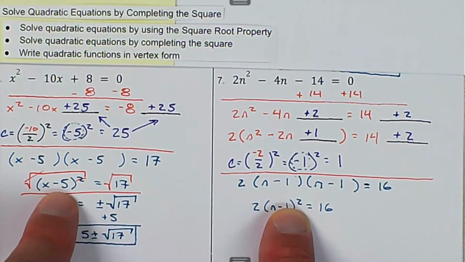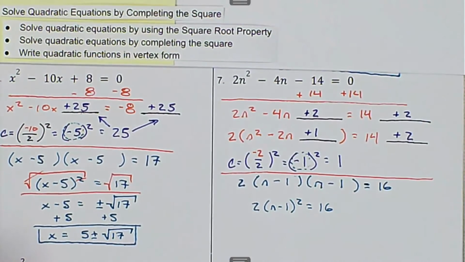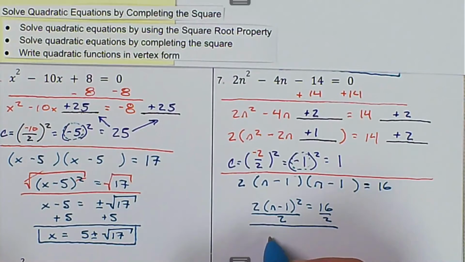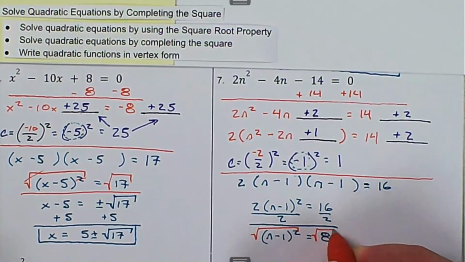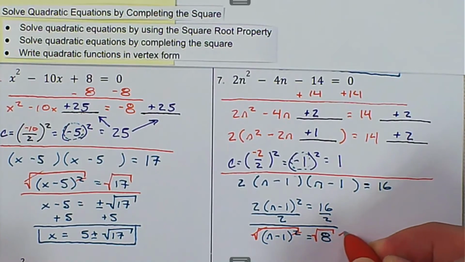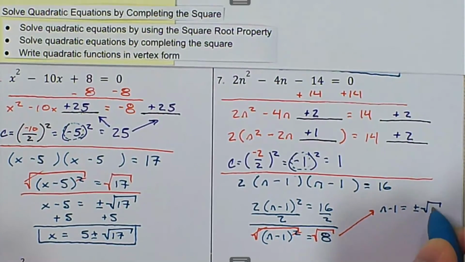Previously, we got to this step here, and we could just take the square root of both sides, but we have another step we have to do beforehand. We have to divide both sides by 2. So if we divide by 2 and divide by 2, then we get n minus 1 squared is equal to 8. Now we can take the square root of both sides. So the square root on the left, our square root cancels our square. And we'll move it up here, running out of space a little bit. So we get n minus 1 is equal to plus or minus the square root of 8.